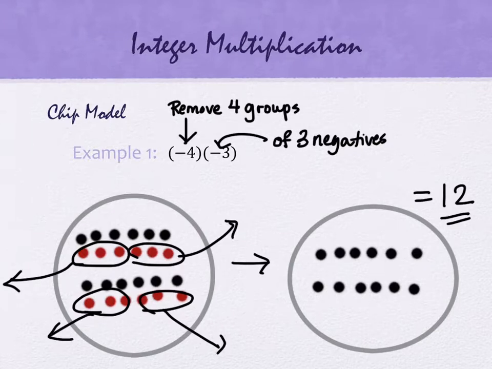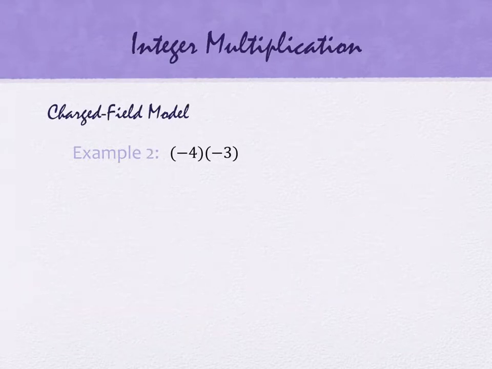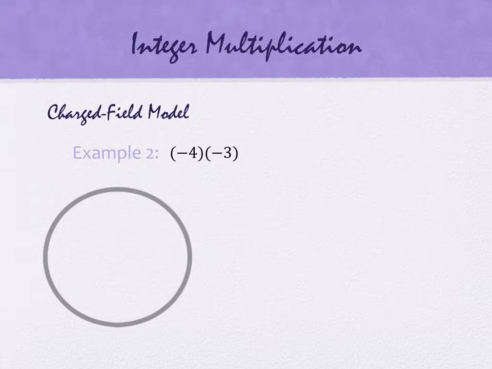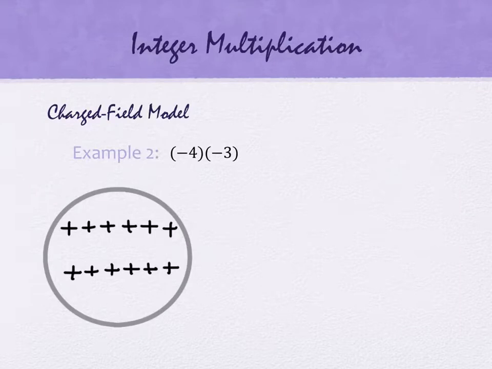Now we can do the same sort of thing with the charged fields model, of course. So if we draw our circle, we can write zero pairs with positives and negatives. How would the kids know how many to draw in there? Well, remember at the point when you're teaching this, kids know how to multiply because this is probably about 5th grade. So they're going to know that 4 times 3 is 12, that they're going to need 12 in there. That's how they would know.